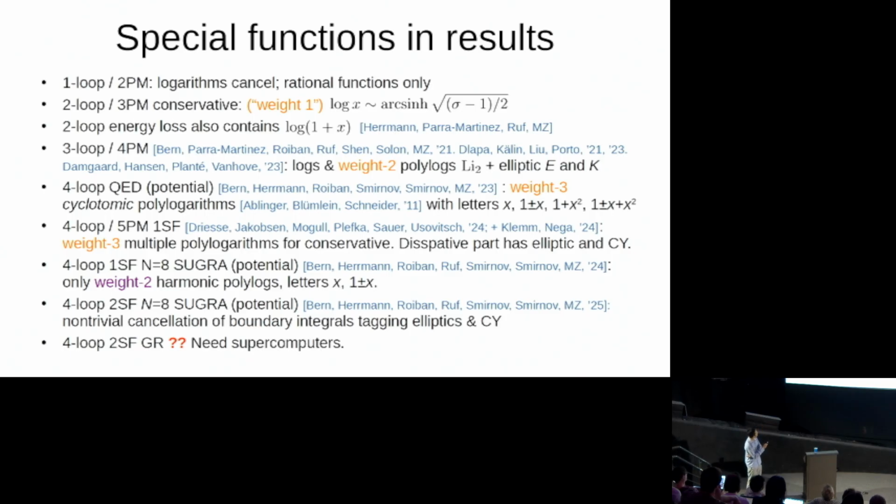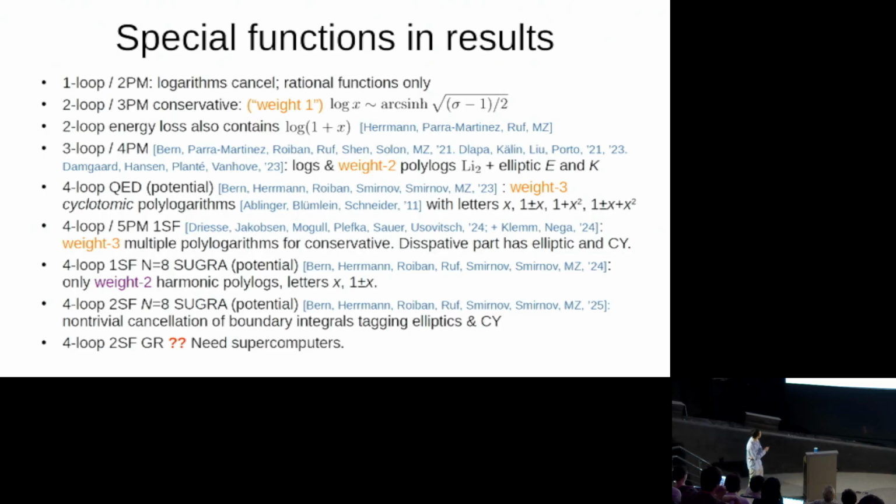At two loops, you get weight 1. There's some notion of transcendental weight, well known in the literature. Logarithms have transcendental weight 1. At 3 loops, you start getting transcendental weight 2, like these Li2 functions. At 4 loops, you get transcendental weight 3 in the multiple polylogs.